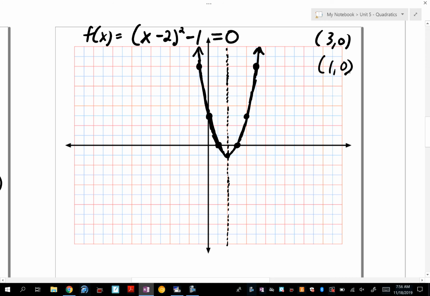Those are the zeros for this function. And did we have to factor? No. Did we have to complete the square? Did we use the quadratic formula? We didn't use any of that. When you're given the graph on the SAT, and it's asking you about zeros or x-intercepts, just find them on the graph.